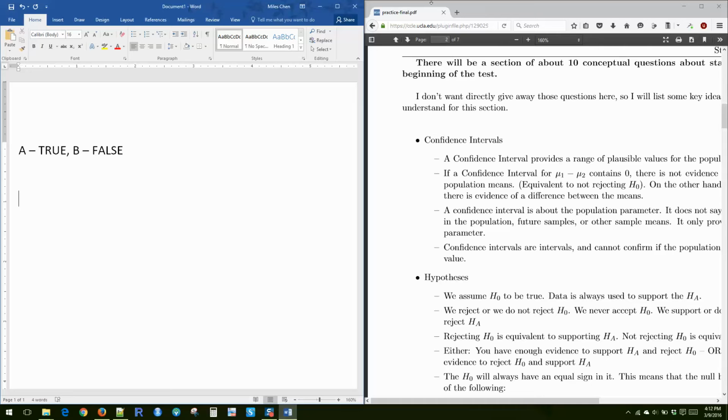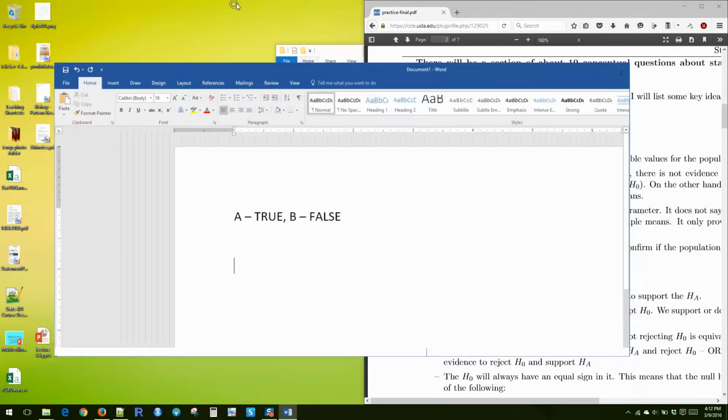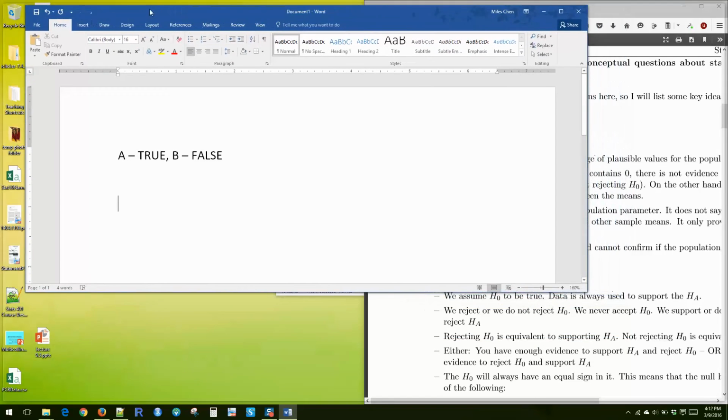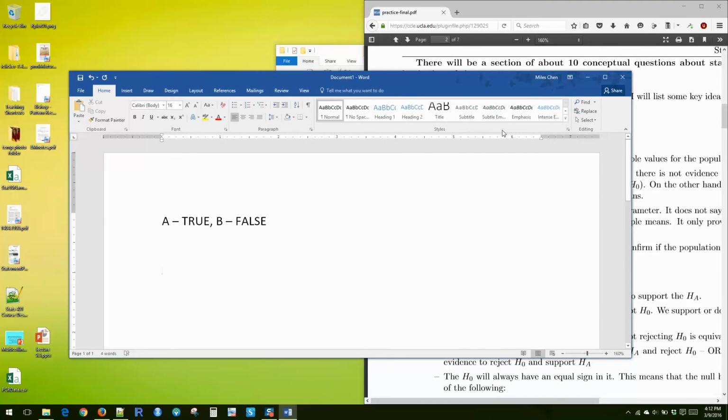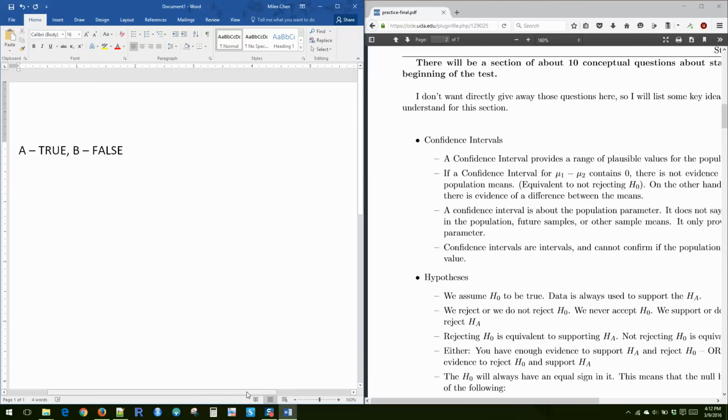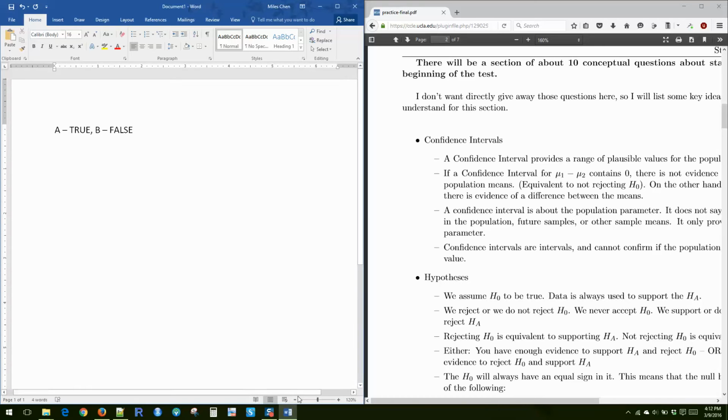Oh, okay. I gotta move this. How do I do? Darn computer. Okay. Let me zoom out a little bit then. That's okay? All right.